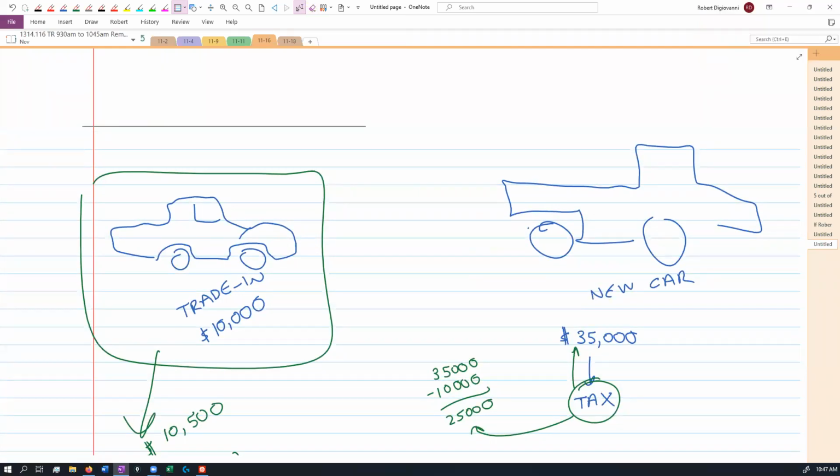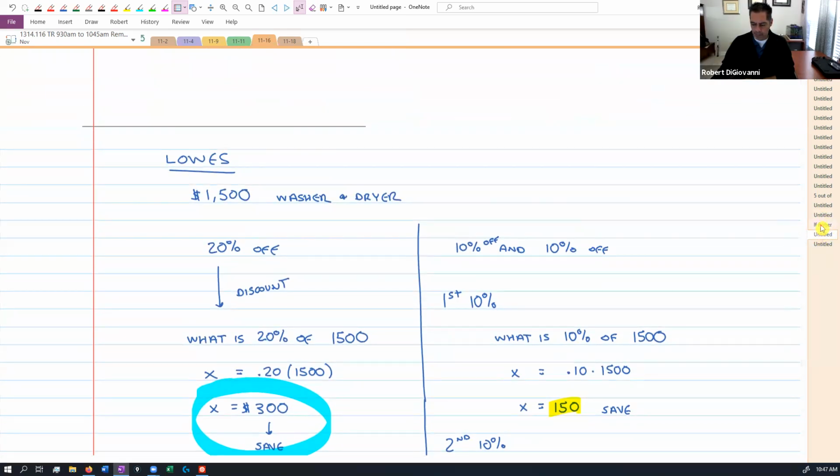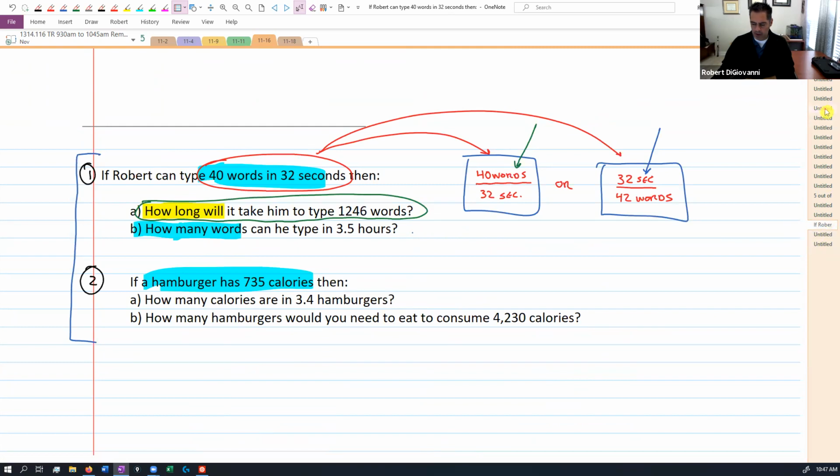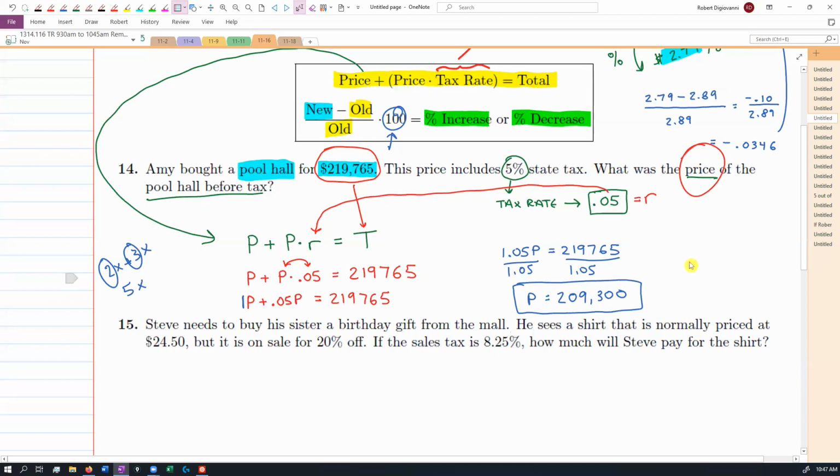I was wondering if you could scroll up a little bit, to the last problem. Where did I put it? You're talking about the one with the price? Yeah, that one right there. Yeah, I'll leave it there.